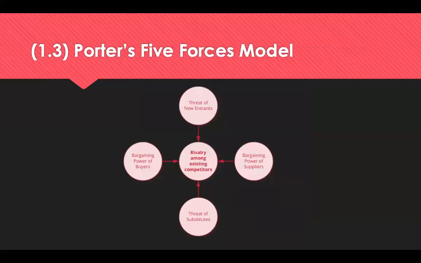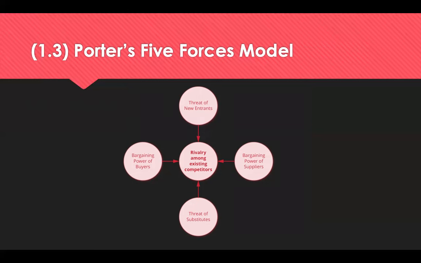So the Porter's 5 forces model. This analyses the micro-environmental forces that affect relationships in supply chains. The forces are looking for sources of competitive rivalry, bargaining power of the buyers and of the suppliers, the threat of a new entrant, and the threat of substitutes.